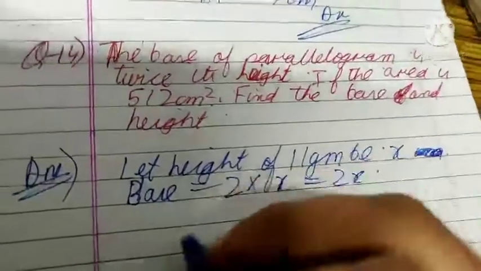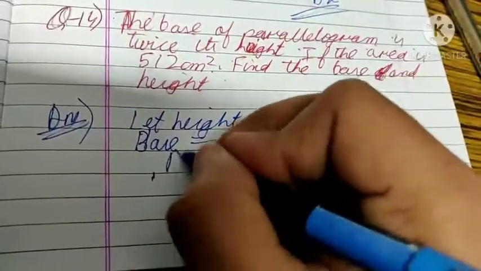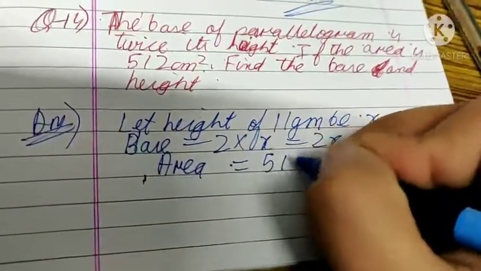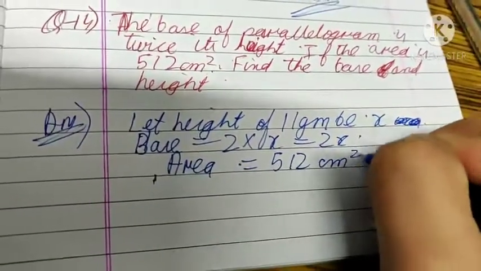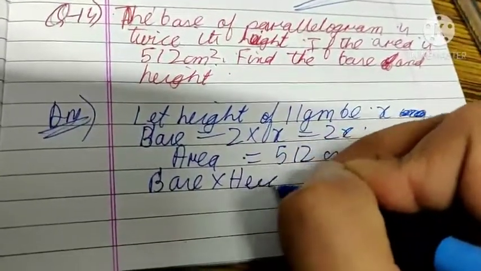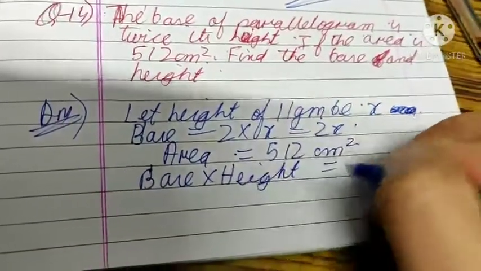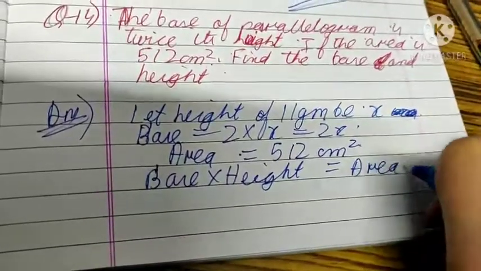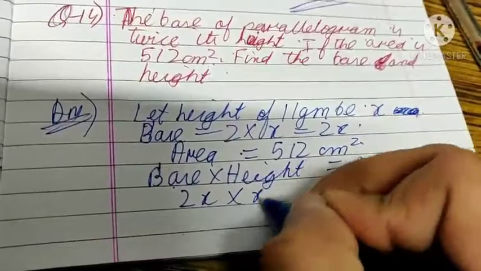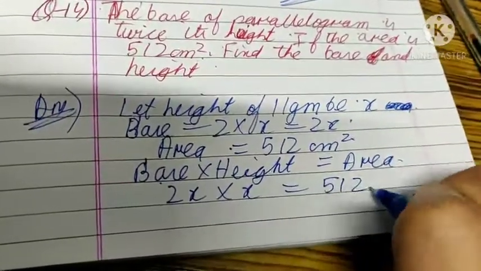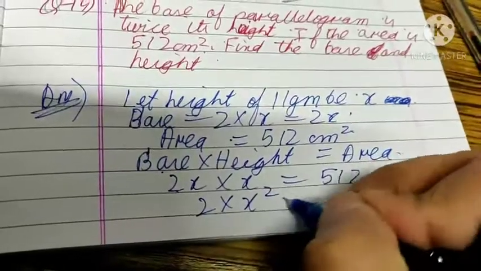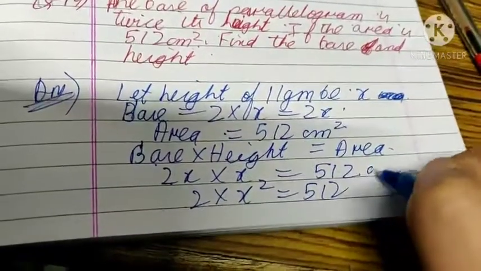Okay, so area is given as 512 centimeter square. Base into height is equal to area, that is here base is 2x, height is x, so area is 512. It is 2 into x square, it equals 512 centimeter square.